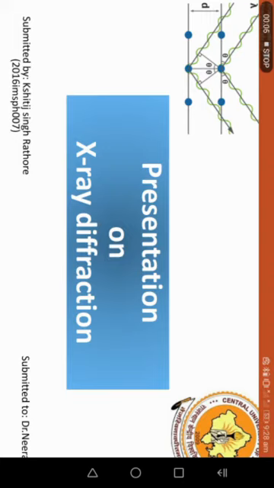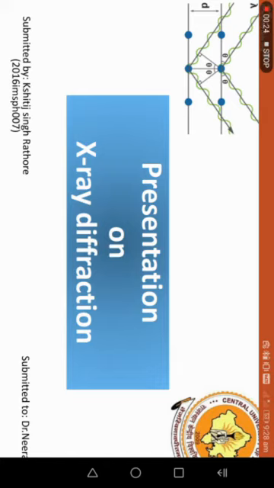So I will be presenting on X-rays, their diffraction, how they are produced, and the use of diffraction techniques in finding those crystals, those applications because of which we have X-rays. We are interested in knowing how they are produced and how they work.